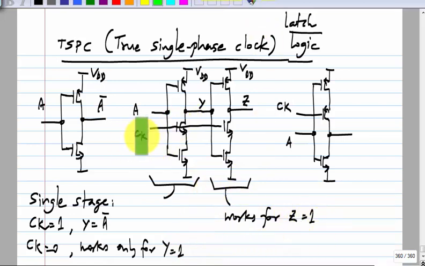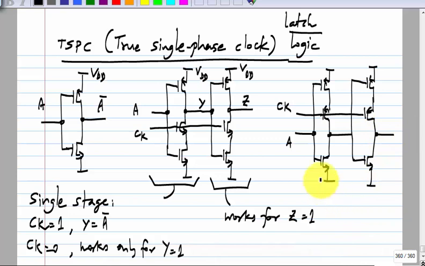So essentially in a latch, what you want is when clock is low, the input changes should not affect the output. Okay? So in this case, when clock is low, if Y was originally low, that is A was high, then Z will be high. Then if A changes, if A becomes 0 and then Y becomes 1, Z still doesn't change. So basically with two stages, it works. Similarly, for the opposite polarity, you need two stages.